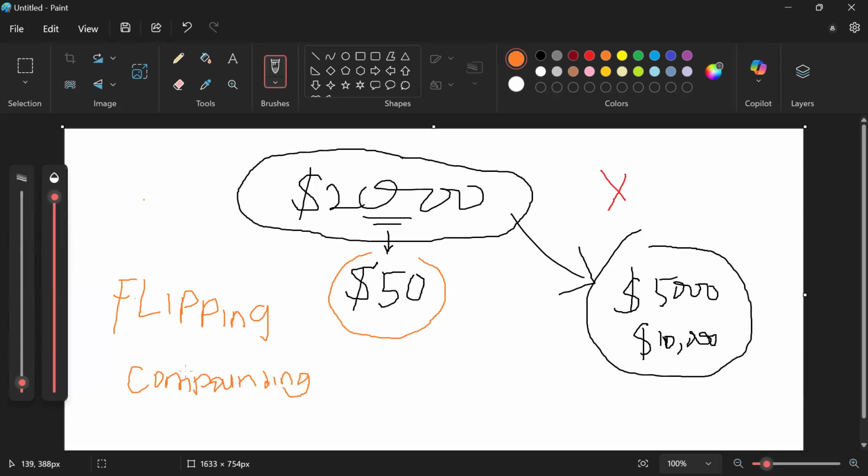So I wrote this down: flipping and compounding. These are two different words, different methods. The first one, flipping, is saying that you are scaling up faster. You're trying to turn $100 to $500, or $100 to $1,000. You're just trying to turn a small amount to a large amount in a short time. That is what's called flipping.